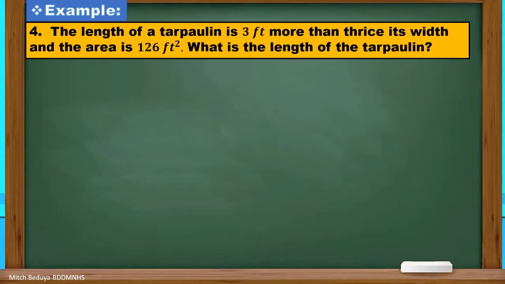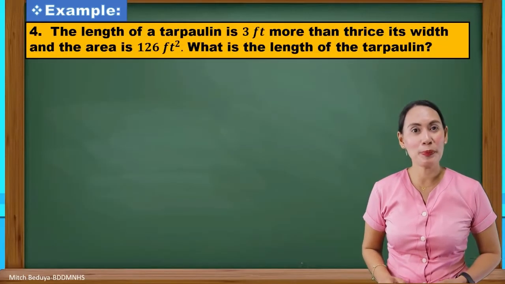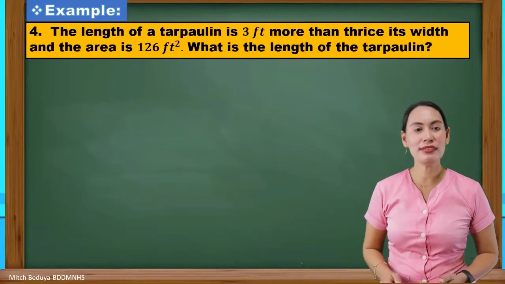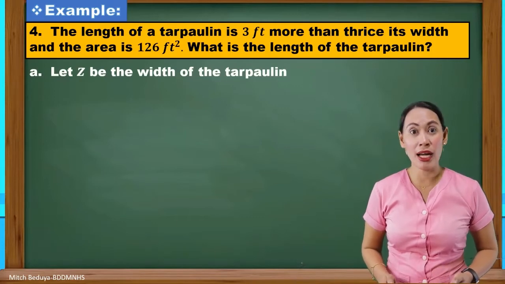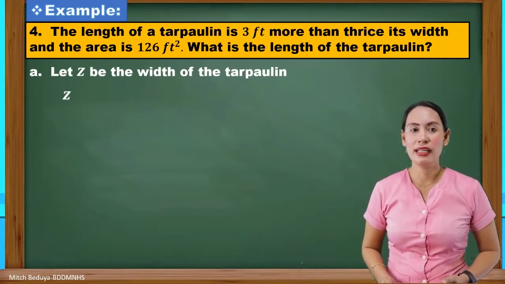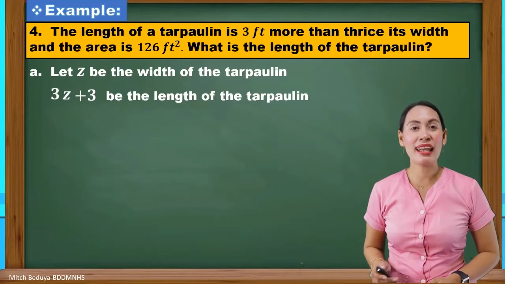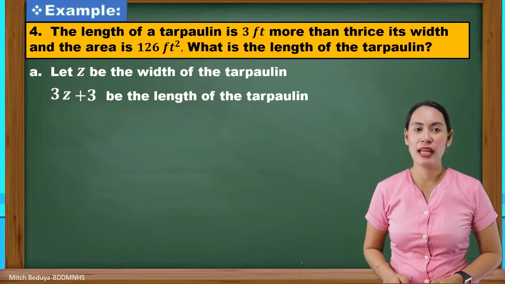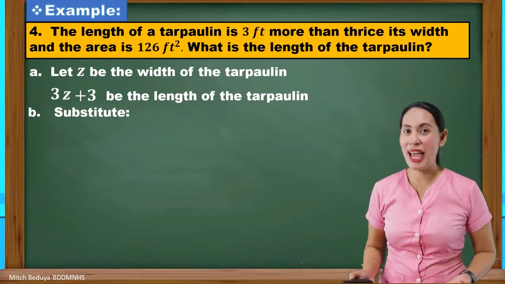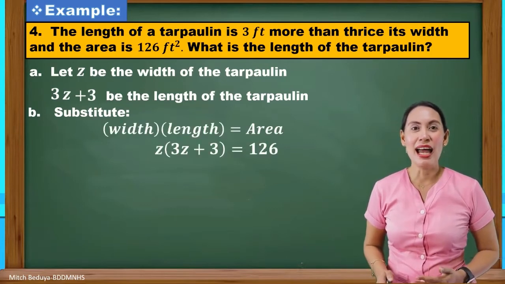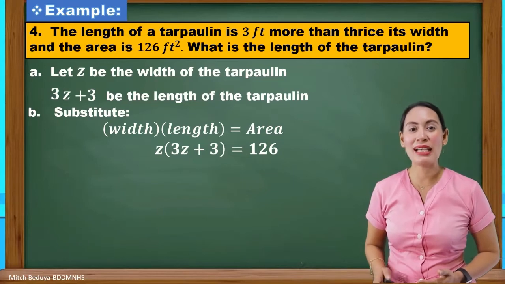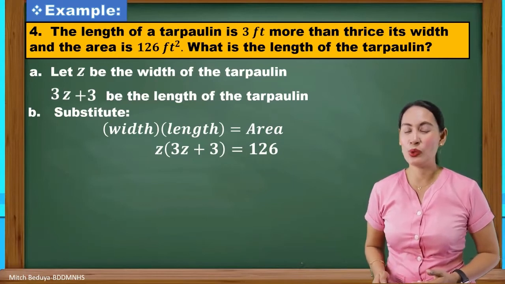Situation number 4. The length of a tarpaulin is 3 feet more than thrice its width, and the area is 126 feet squared. What is the length of the tarpaulin? So here's the solution. Let Z be the width of the tarpaulin and 3Z plus 3 be the length of the tarpaulin. Next, substitute. So we have Z times the quantity 3Z plus 3 equals 126.